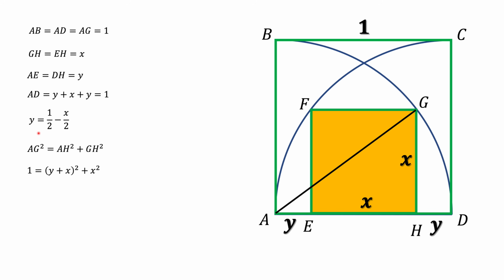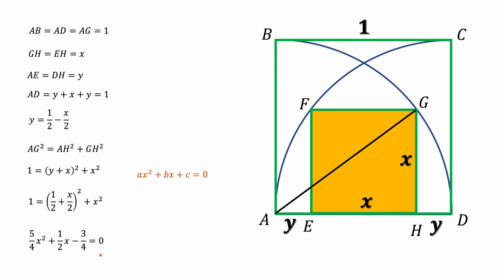Also notice we have an expression for Y via X, and we're going to substitute this expression into this equation right here. If we do, we're going to get this equation for X. We're going to open the parentheses, combine the like terms, and we're going to get a quadratic equation for X. That equation can be easily solved.